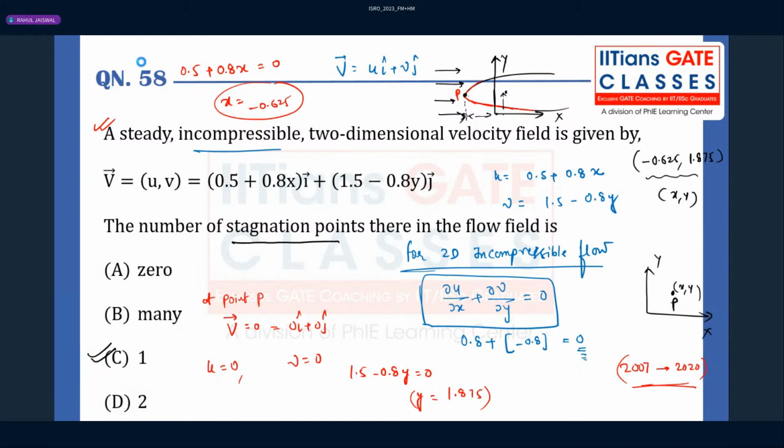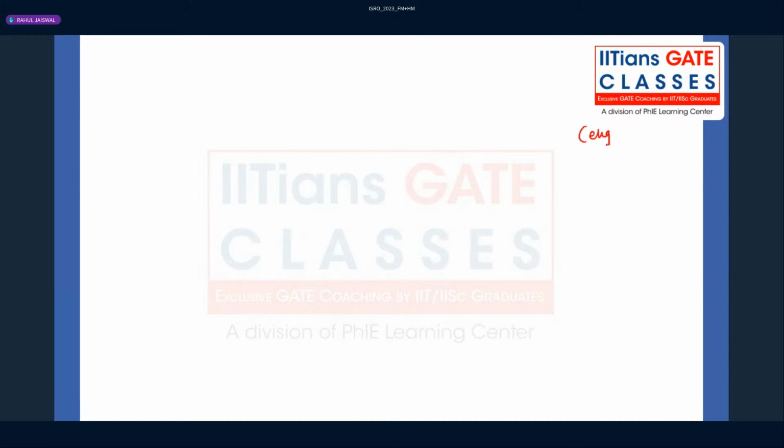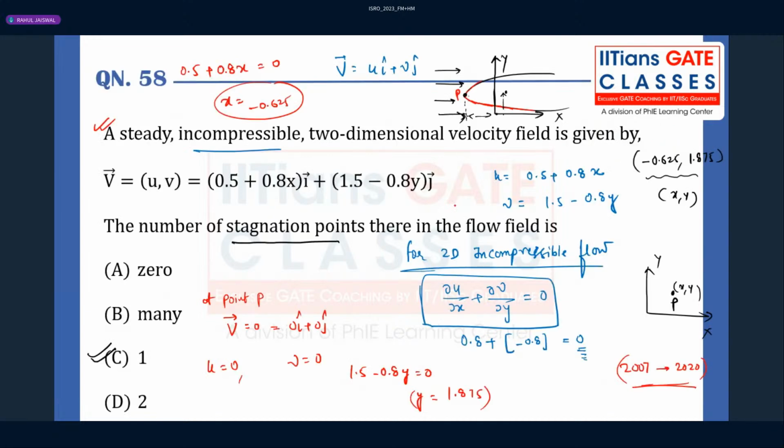So Cengel and Cimbala, please note down, both for hydraulic machines and for fluid mechanics. Please follow that book. Following that book means whatever you have in your notes already, you know that. But apart from that, try to match. Read the second chapter, third chapter, and if there is something you have not written, please note it down from the textbook or from the solved examples. That will be asked in the ISRO paper, right?